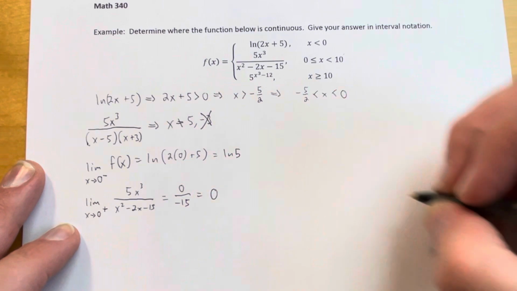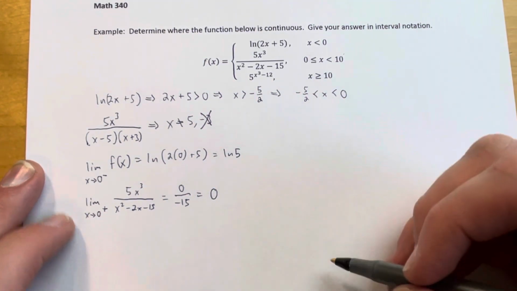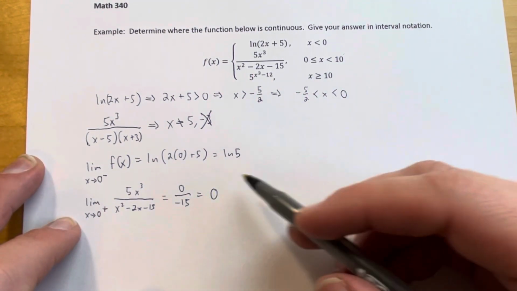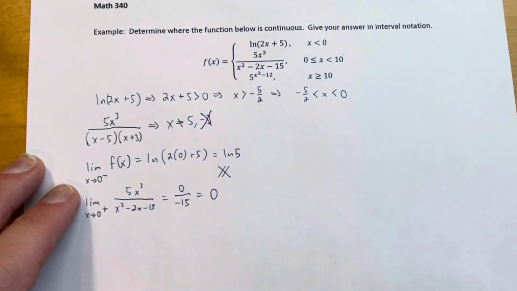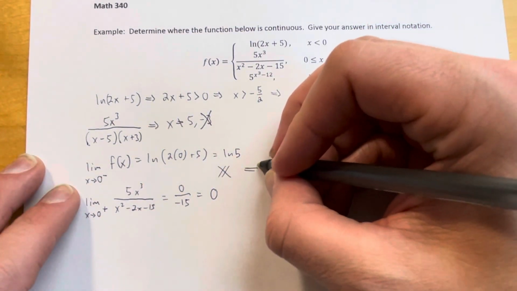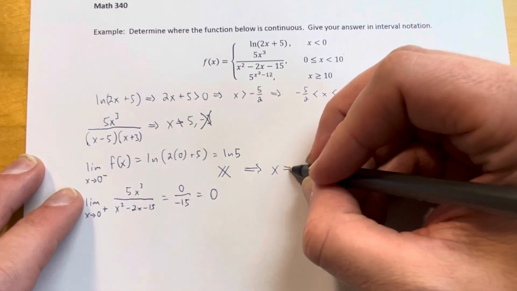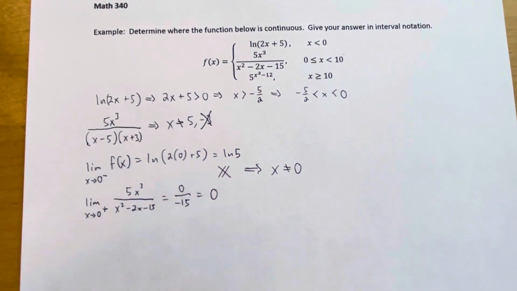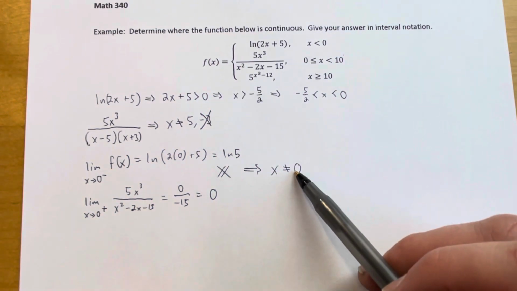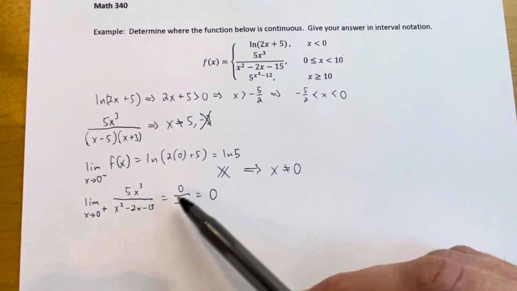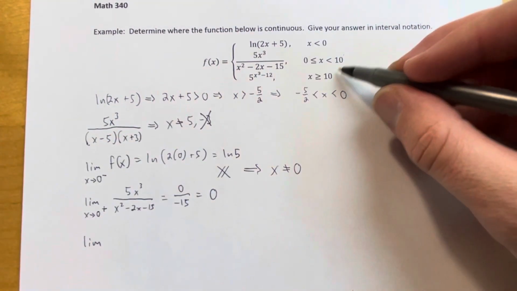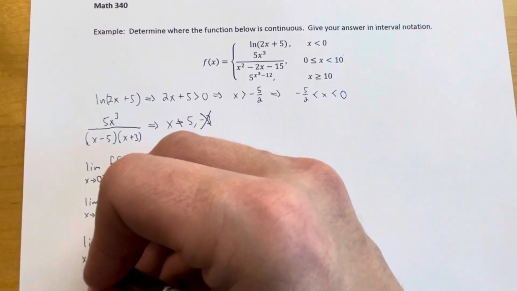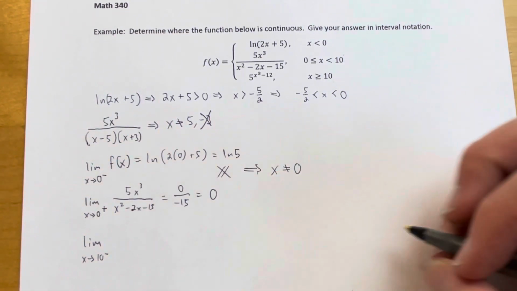That's equal to 0. Okay, now look at the left and the right-hand limits of our function disagree with each other. These two things are not equal to each other. So what that means is that x cannot equal 0 if we're looking for points where we have continuity. This function is not continuous at 0. If I were to graph this function, there would be a break in the graph right there. Let's do the same thing, but with the other cutoff number, that 10 right there. The limit as x approaches 10 from the left.